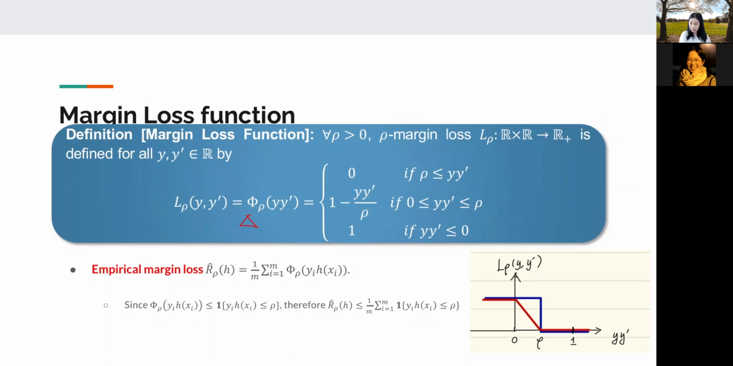Notice that the horizontal axis is the multiplication y y prime. It's not y or y prime alone. This is very important here. And the vertical axis is just the function value of the margin loss function. So what this really says is, if y y prime is greater than rho, then it's just 0. But if it is greater than 0 and smaller than rho, it is just this line here. And if it's smaller than 0, it's just 1.